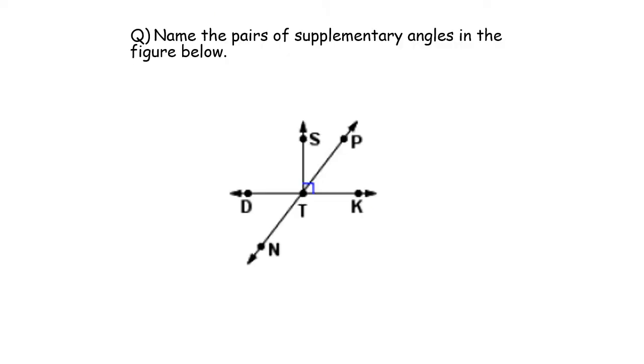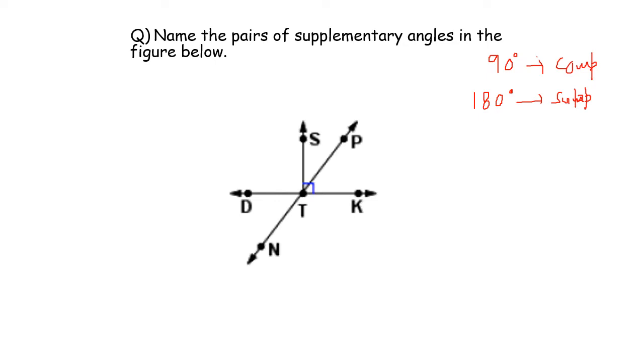So let's do some questions on supplementary angles. The question says, name the pairs of supplementary angles in the figure below. So what do we have to look for? Are we supposed to look for a sum of 90? No, because that is for complementary, right? So I have to look for a sum of 180 degrees. For supplementary angles, the sum should be 180 degrees. So there are many options, right? There are many angles where the sum will be 180 degrees.